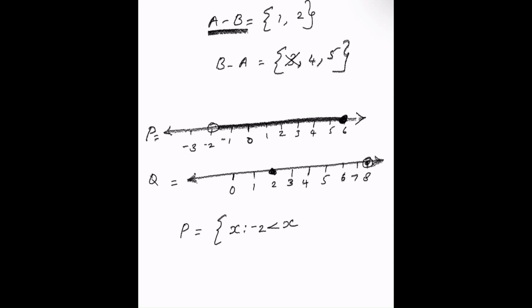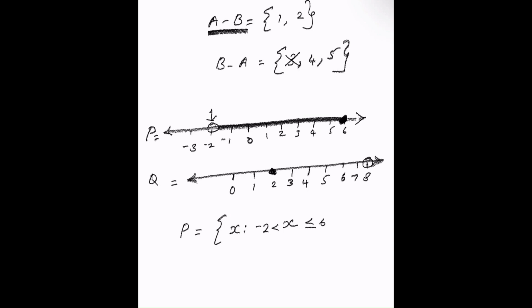So should I write less than or less than or equal to 6? Less than or equal to 6. Yes, so it should be less than or equal to 6. Why have you decided I have to write less than or equal to 6? Because in the number line, 6 is highlighted, a darkened circle, whereas this is a hollow circle.